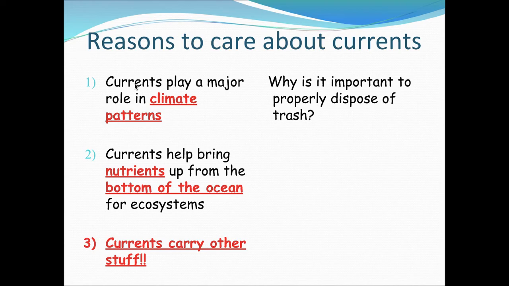So, to recap, why we care about currents. They play a major role in climate patterns because they move heat away from the equator and they move cold water towards it, so like a circle. Currents help bring up nutrients from the bottom of the oceans, like upwelling. And currents carry other stuff, all right? If we are irresponsible with our waste, it could end up in a current, especially if you live in a coastal area. Those currents can carry that stuff not just in the area that you're at, but all over the world through these interconnected currents, okay?